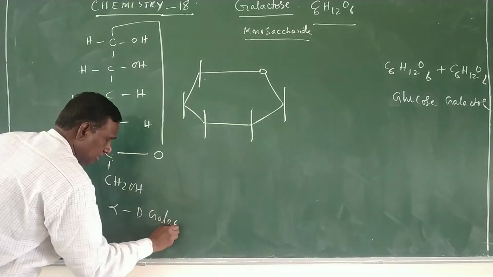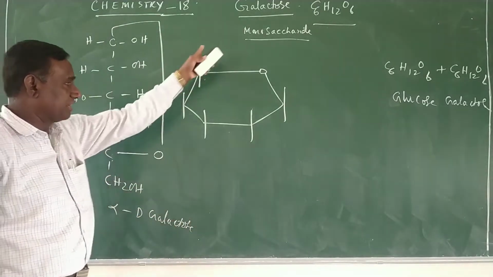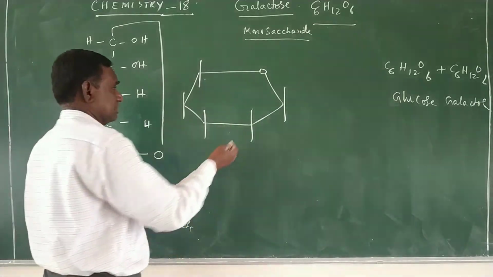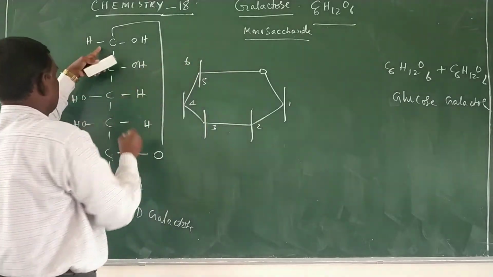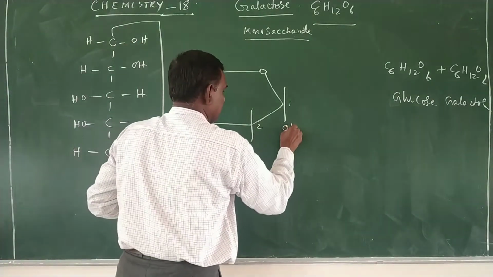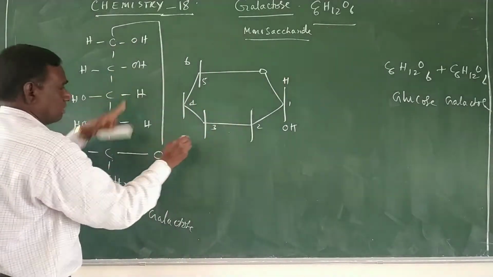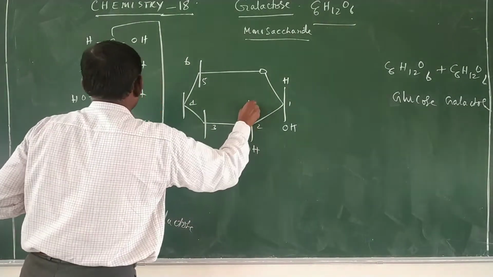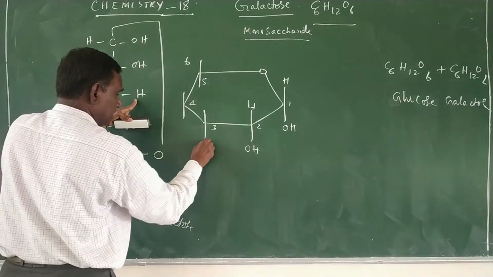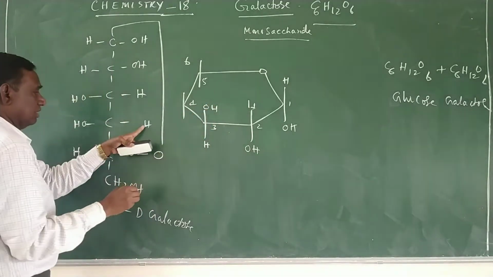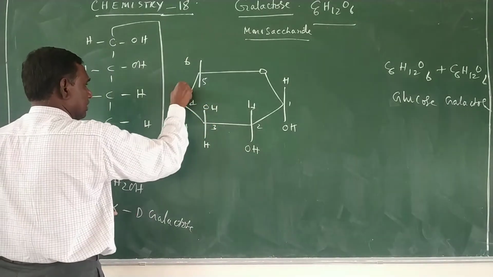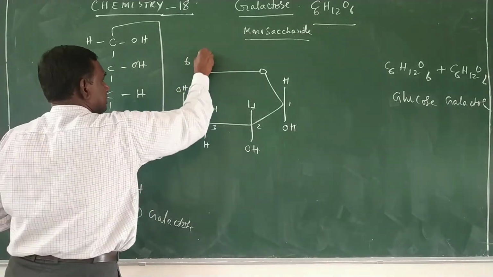Now this alpha D galactose can be written in this form. That is 1, 2, 3, 4, 5, 6. First carbon on right hand side, OH is here. This is hydrogen atom. Second carbon atom, OH, and this is hydrogen atom. Third carbon atom, this is H, right hand side below, this is OH. So fourth right hand side H, this is OH, and now it is H and this is CH2OH.